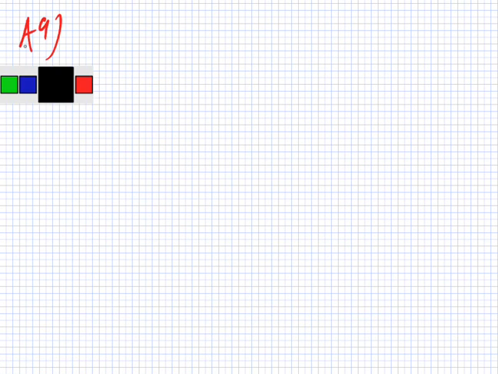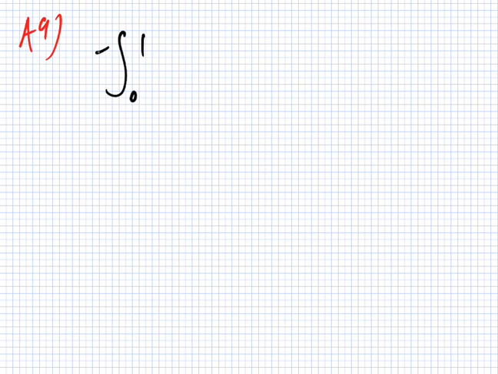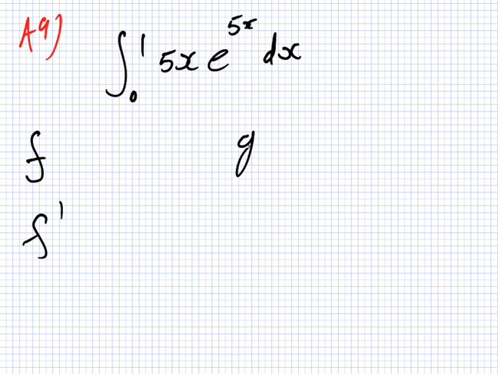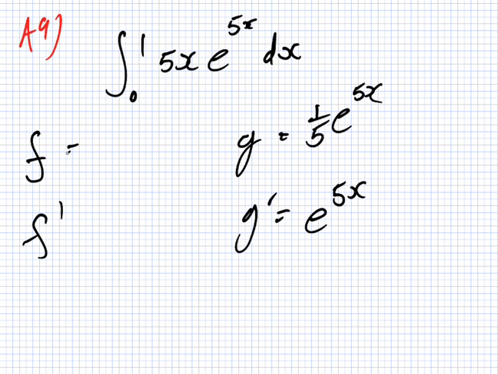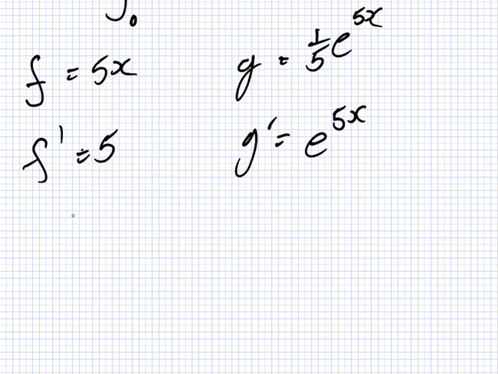A9. Integration by parts. Integrate 0, 1. I'll take the 5 out. No, I'll leave the 5 inside. 5x e 5x dx. Hold on. F derivative, g derivative, that's e 5x, that's 1/5 e 5x, 5x, 5. It's boring, that's what it is.